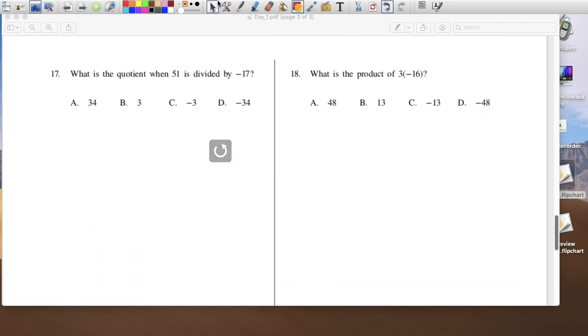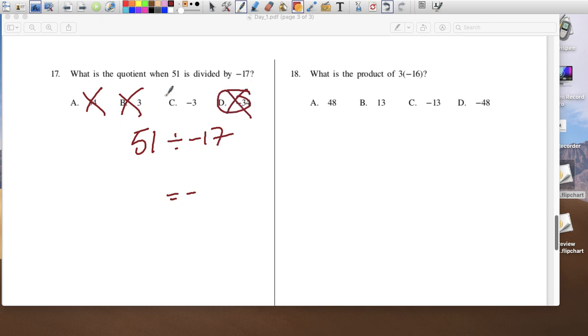17. What's the quotient when 51 is divided by negative 17? Well, it's 51 divided by negative 17. So first of all, my answer is going to be negative. So if it's positive, adios. And 51 divided by negative 17. Does it make sense that 51 divided by negative 17 is negative 34? It doesn't. So this is also garbage. Even without doing anything, you get that. And you can confirm this by doing the calculations.